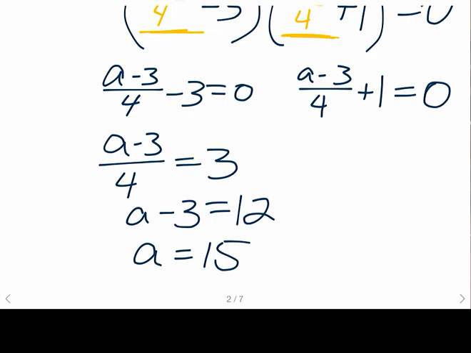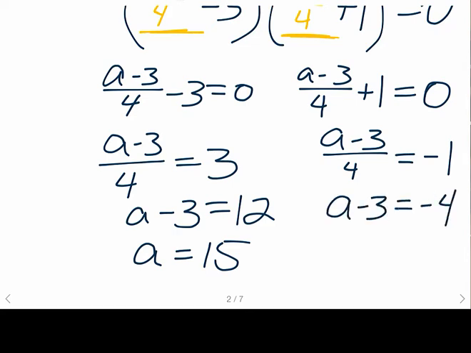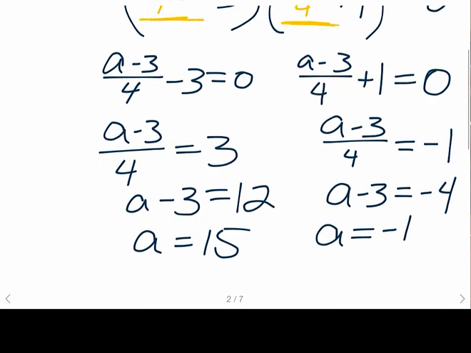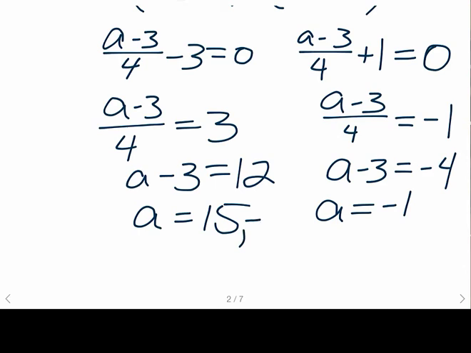The other equation, a − 3/4 + 1 = 0. We're going to subtract 1 from both sides to get a − 3/4 = −1. Clear the fraction: a − 3 = −4. And add 3 to both sides. We get a = −1. I'm going to wrap this up by saying a is 15, comma, −1, which is a fine way to indicate the two solutions to this problem. Of course, you should take the time to check your answer, but we're going to move on.